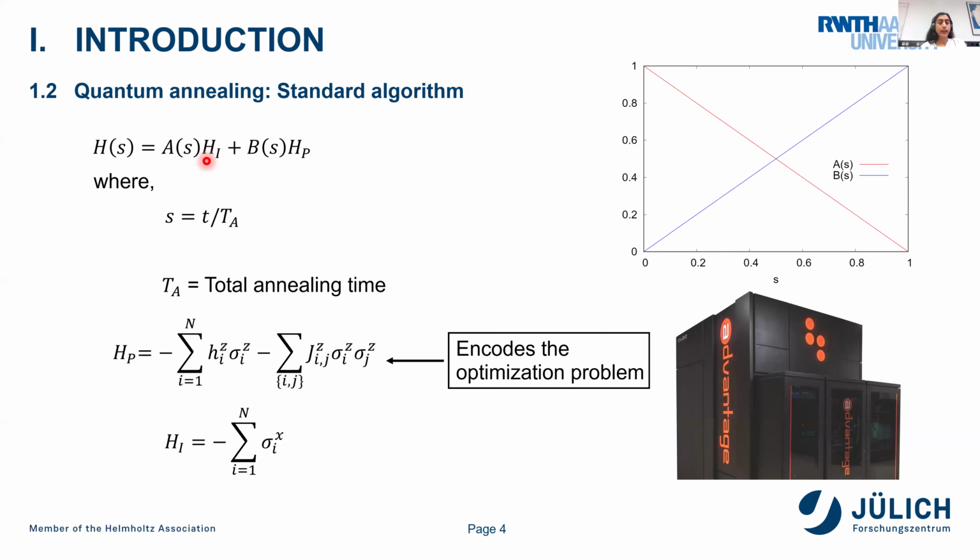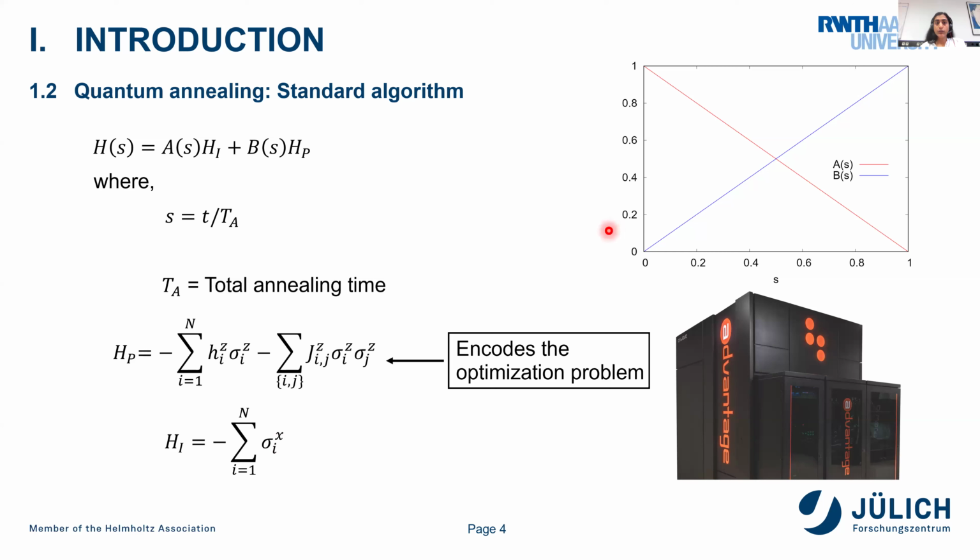Here we have these annealing functions, A of s and B of s. They control the schedule of our annealing. And s is just the annealing parameter, which is defined as the ratio of t, the instantaneous time, to the total annealing time. The problem Hamiltonian is basically the Hamiltonian encoding the optimization problem that we are interested in solving. And the initial Hamiltonian is typically chosen to be this transverse Hamiltonian.